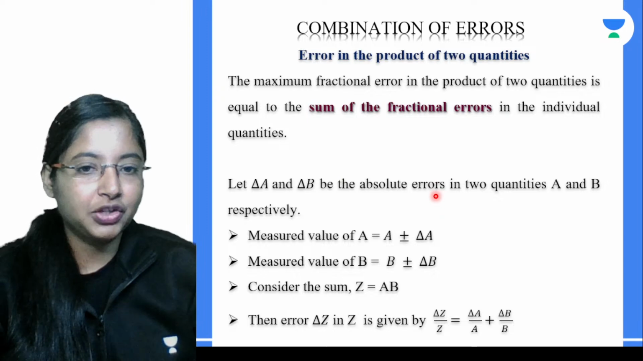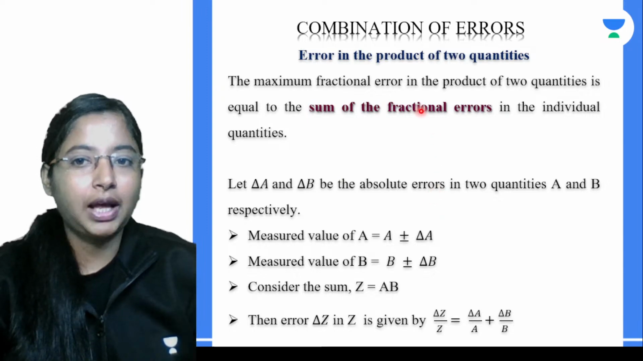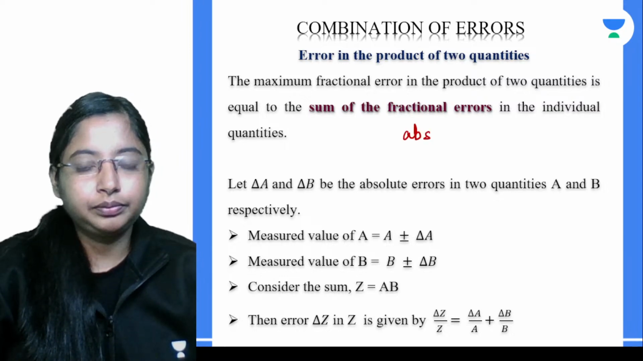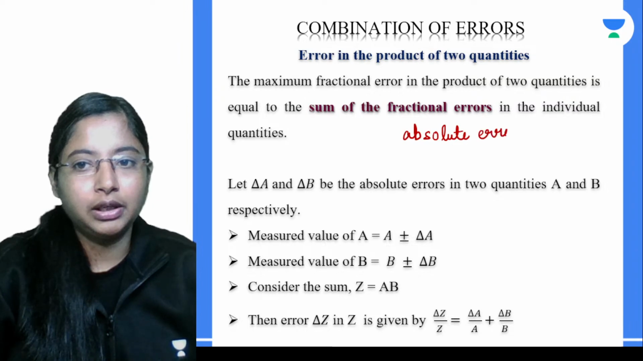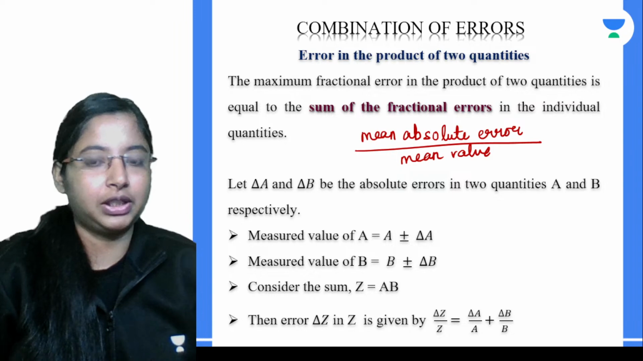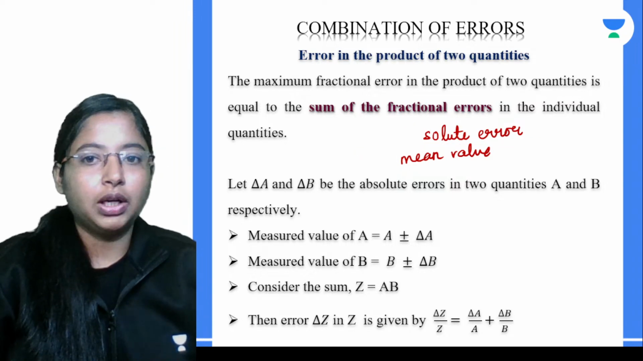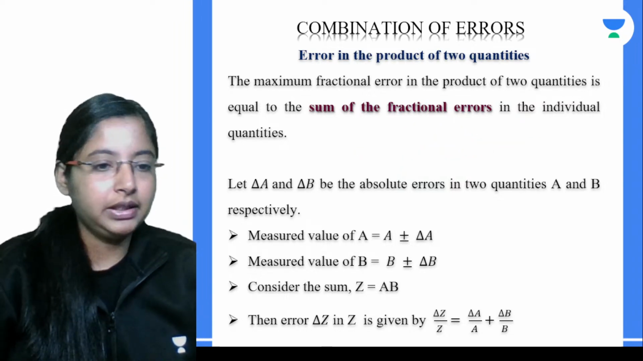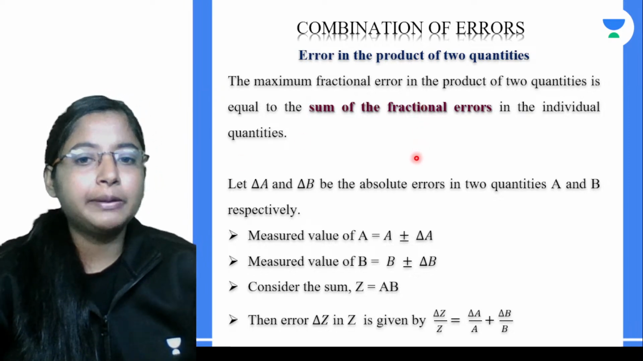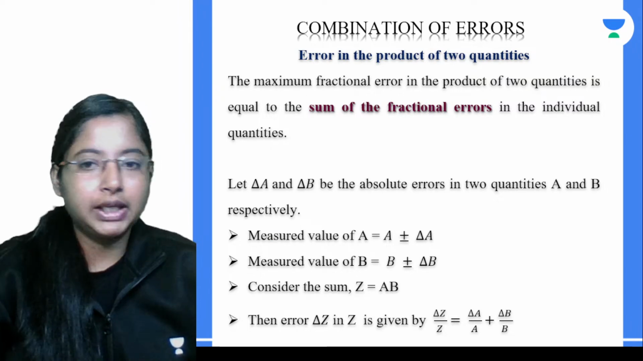Because there's multiplication, what we are going to find now is fractional error. Fractional error is nothing but the mean absolute error divided by the mean value. This gives you the fractional error. Once again, in this case we are trying to find the maximum error possible. Very simple. Let me give it with an example itself.